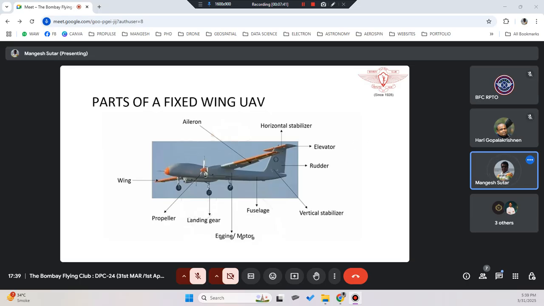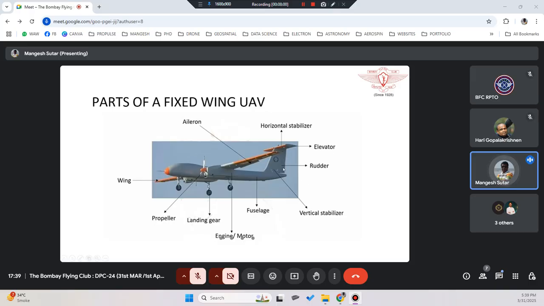Any idea? If you move the elevator up, the nose goes down, correct. So it is basically a pitch moment. Pitch up, pitch down. You move up, the nose will go down. You move down, it will go up.